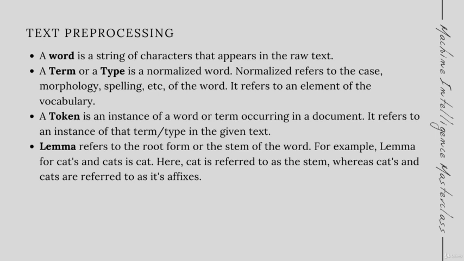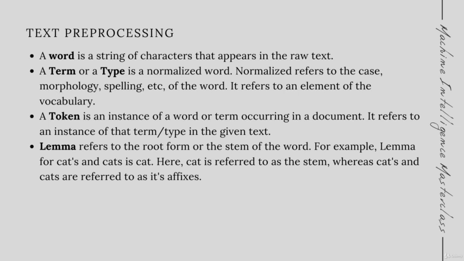A word is a string of characters that appears in the raw text. It has a certain meaning concerning its location in the sentence and the context of the document. A term or a type is a normalized word. Normalized refers to the case, morphology, spelling, etc. of the word. A token is an instance of a word or term occurring in a document. Type refers to an element of the vocabulary. Token refers to an instance of that type in the given text.